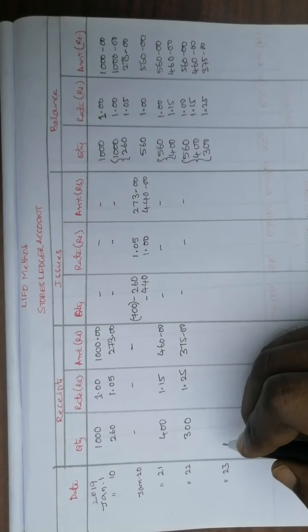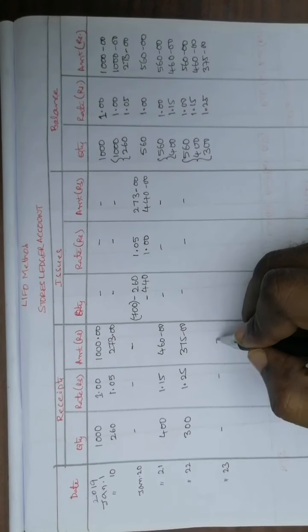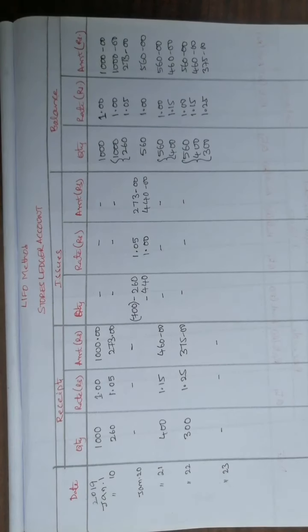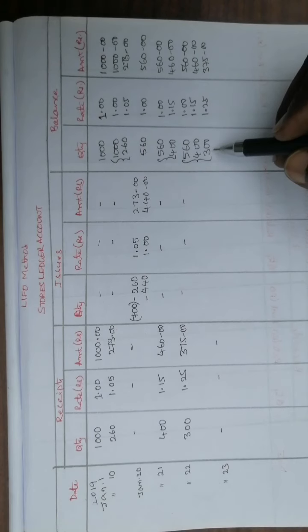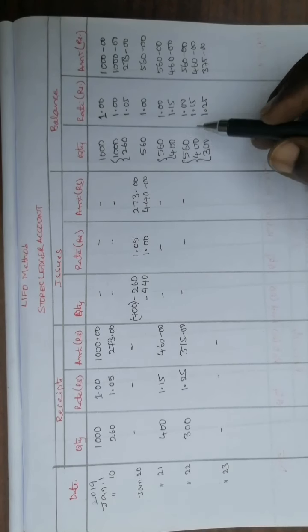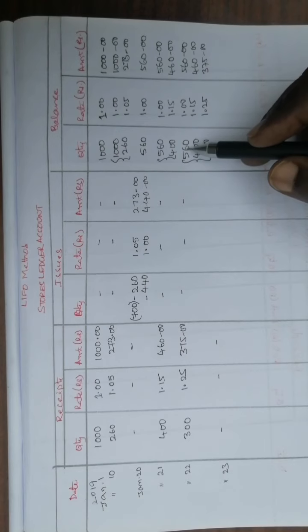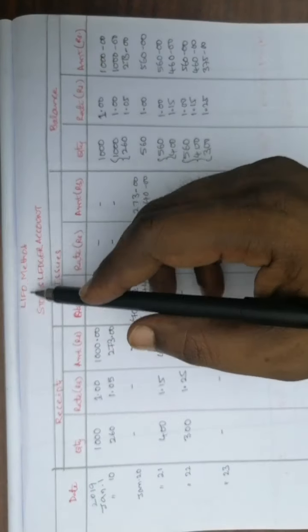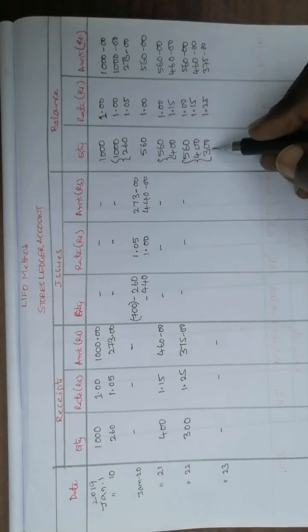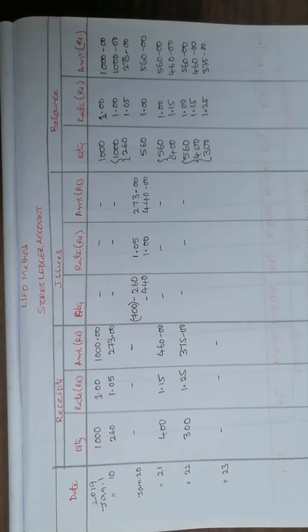On January 23, there is no receipt of materials, but there is an issue. The quantity of materials issued on this day is 620. For 620, how to issue? Now go from last in first out. Last in is this, before that this one, and before that 560. As we are following the LIFO method, we have to take from the last in first out from the stores and send to production.